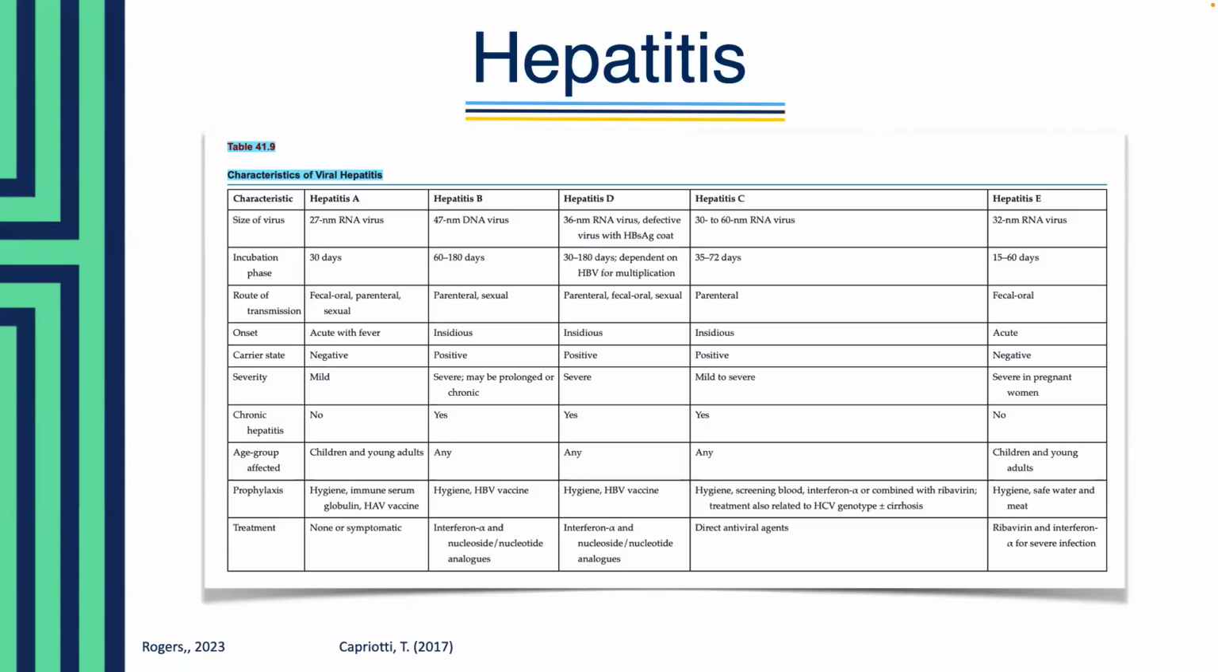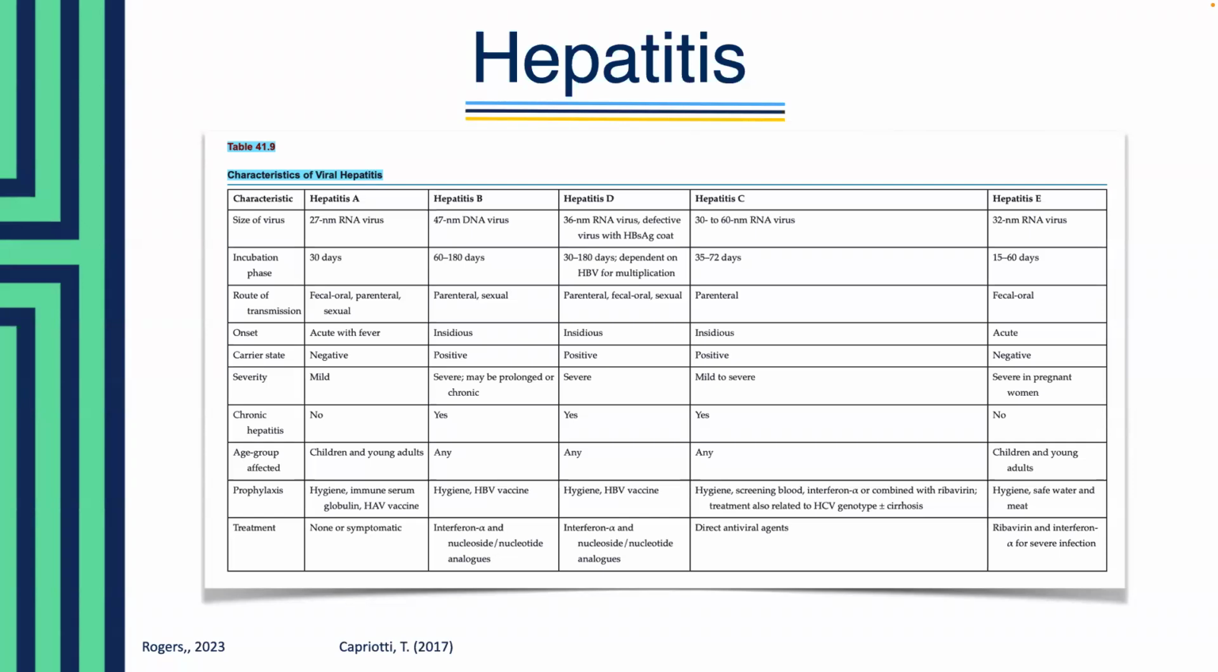Now, chronic hepatitis B and C infections can persist for years, causing ongoing inflammation that leads to fibrosis or scarring of the liver, and eventually cirrhosis. So that's severe scarring of the liver over time. Now, cirrhosis impairs the liver's function and increases the risk for liver failure or even liver cancer.